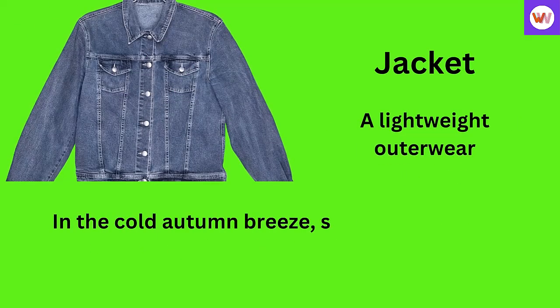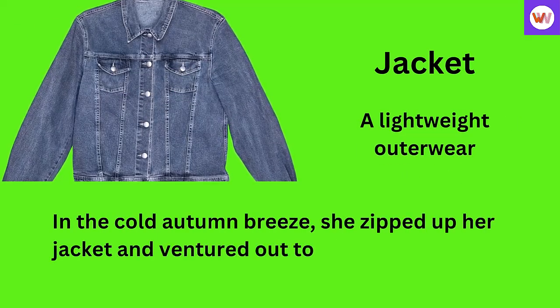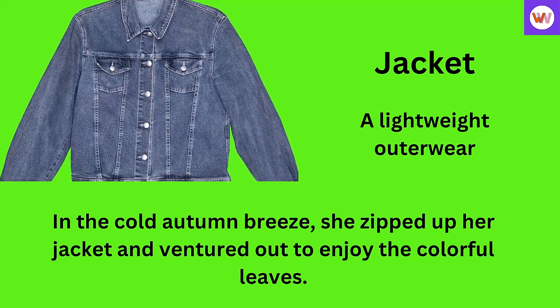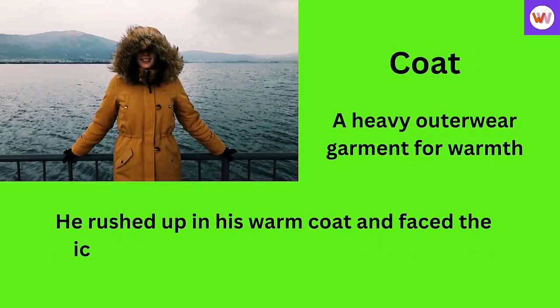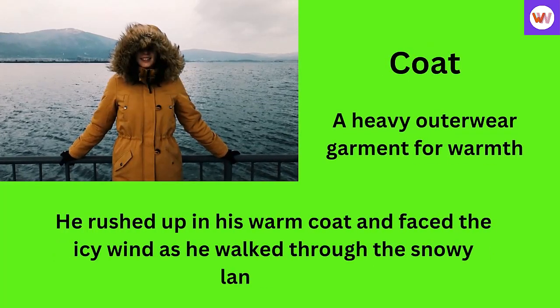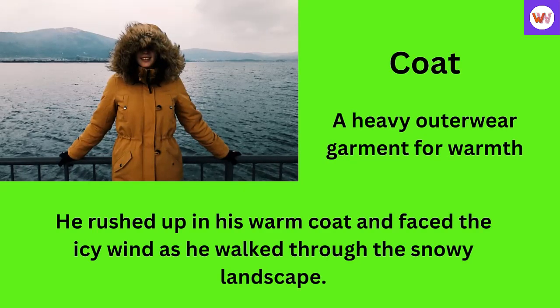Jacket. A lightweight outerwear. In the cold autumn breeze, she zipped up her jacket and went out to enjoy the colorful leaves. Coat. A heavy outerwear garment for warmth. He rushed out in his warm coat and faced the icy wind as he walked through the snowy landscape.